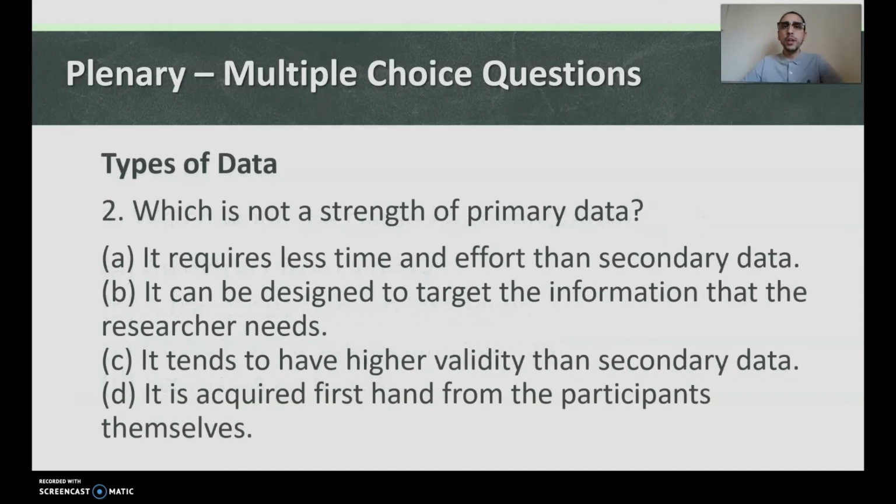Number 2, which is not a strength of primary data? Which is not a strength? So 3 of these will be strengths, 1 will not be a strength. A, it requires less time and effort than secondary data. B, it can be designed to target the information that the researcher needs. C, it tends to have higher validity than secondary data. And D, it is acquired firsthand from the participants themselves. It's A, of course, right? It doesn't require less time. Secondary data requires less time and effort. So therefore, A is not a strength.